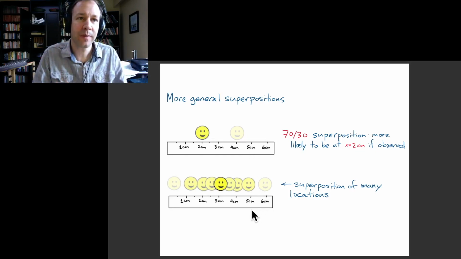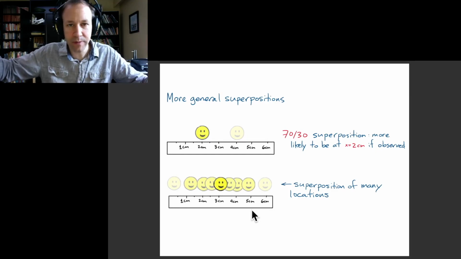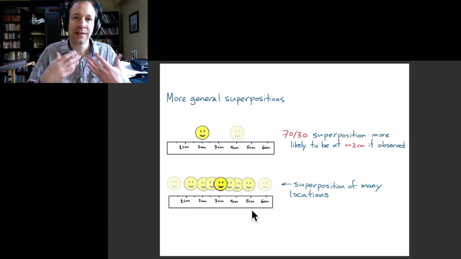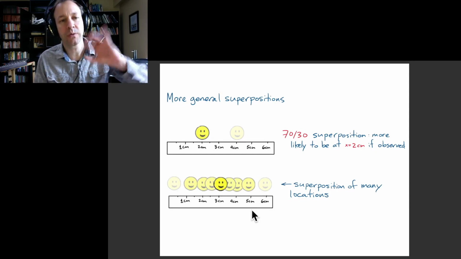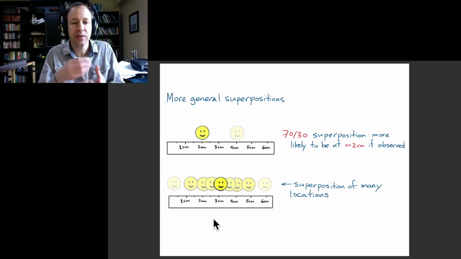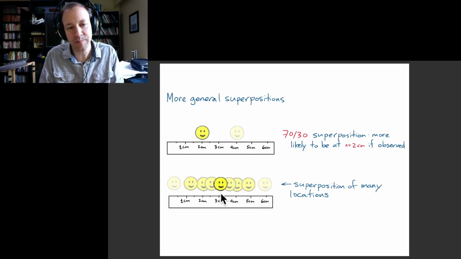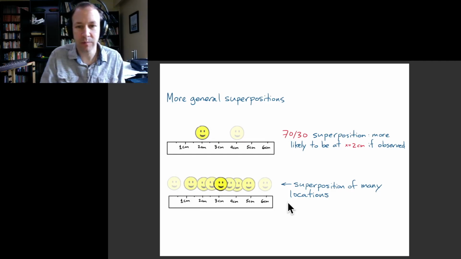Now, that superposition involved only two possible locations, but according to the general principle of superposition, we can add up configurations with many different locations, and that sum should still be an allowed state of our system. So the more general configuration of the happy face that I've drawn at the bottom is such that if we were to make a measurement of its position, we might find it at 3 centimeters. That's the most likely outcome. But we might also find it at 3.5 or 4 or 5 or 6 or 0.5. All of these are possibilities, and each one has a certain probability.